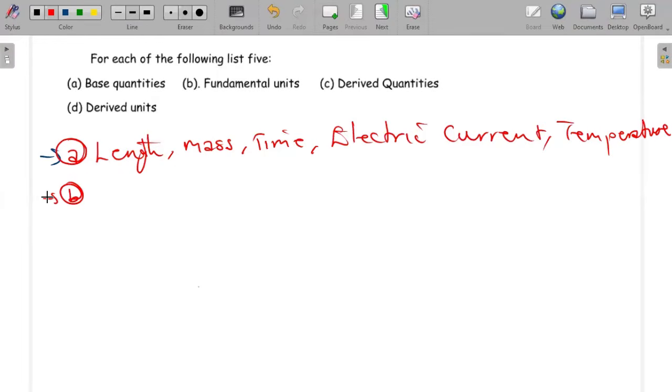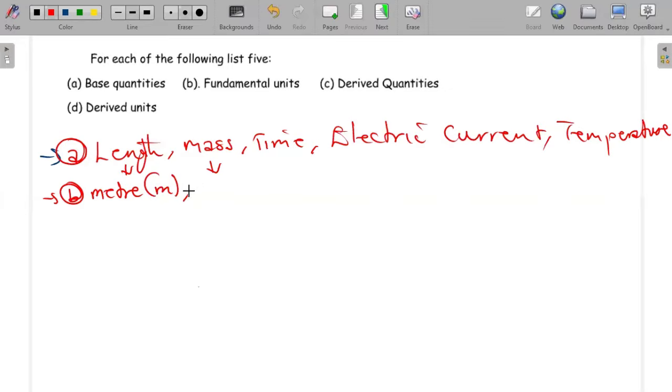Our question B is saying fundamental units, which means the units of measurement that are used for quantifying the base physical quantities. So you can just talk about the units of measurement that we use to measure these same physical quantities that we've written in question A. What's the unit of measurement for length? Meters. Okay, we have the meter represented by the small letter m.